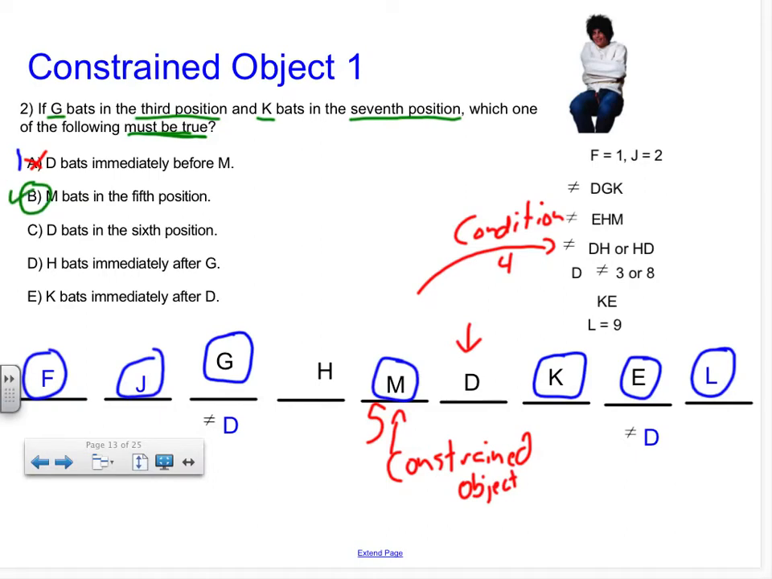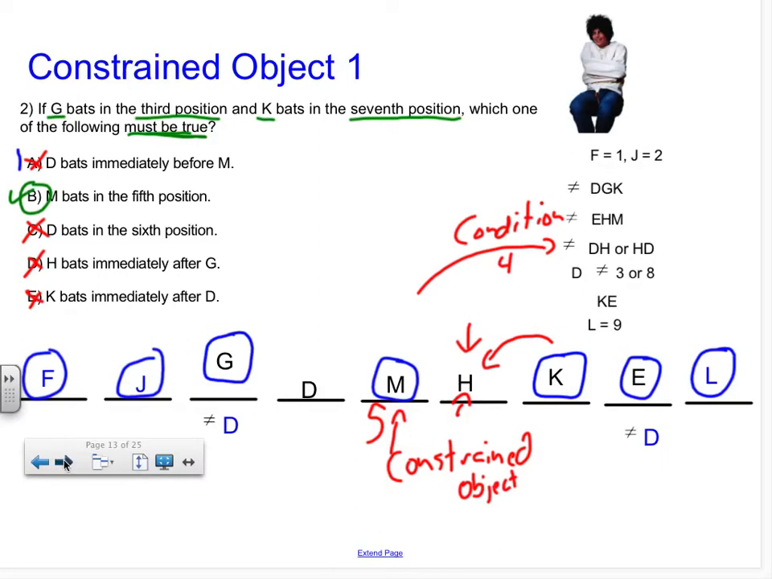But just for argument's sake, let's take a look at the other ones. D bats in the 6th position. No, we can swap it back to 4th position, and H can go over here, and that would still work. So we can get rid of C. D, H bats immediately after G. No, H can come over here, and it would come immediately after M. So we can get rid of D, and E says K bats immediately after D. Well, no, it can also bat after K, so we can get rid of E.